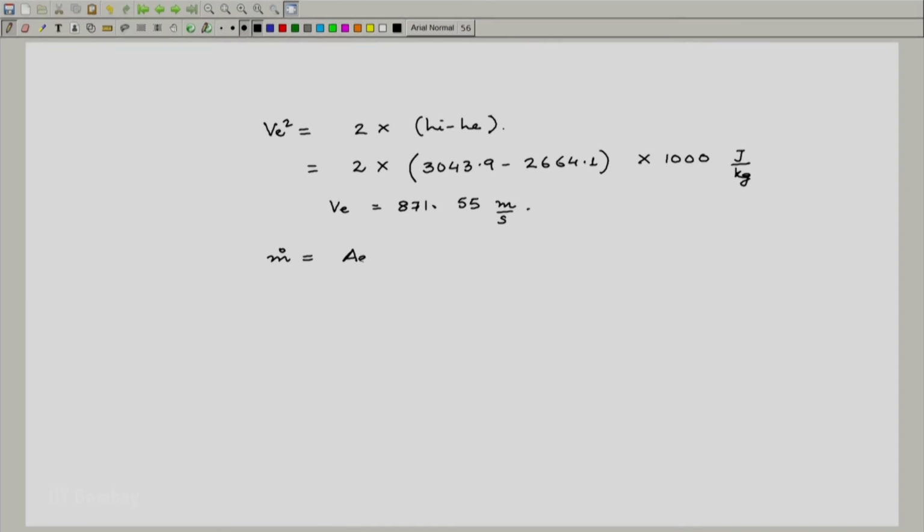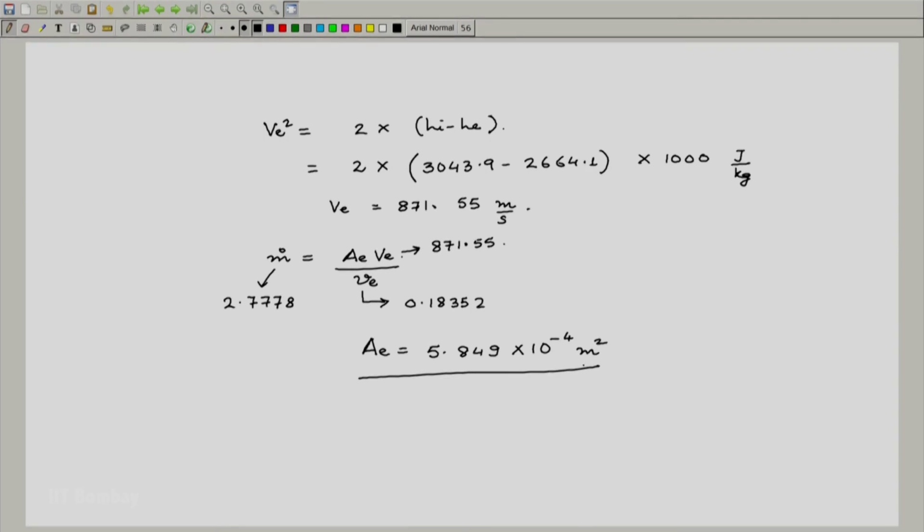and now since we have m dot should be equal to Ae Ve by specific volume at the exit. We know m dot, this is 2.7778. We know this is 871.55. We know this is 0.18352. We substitute these values and get the exit area as 5.849 multiplied by 10 to the power minus 4 meters square.